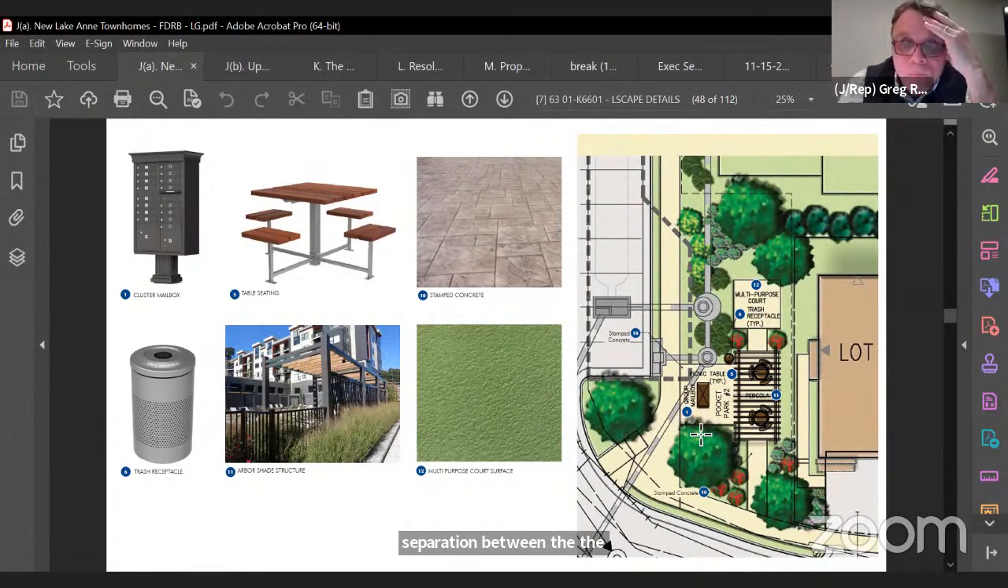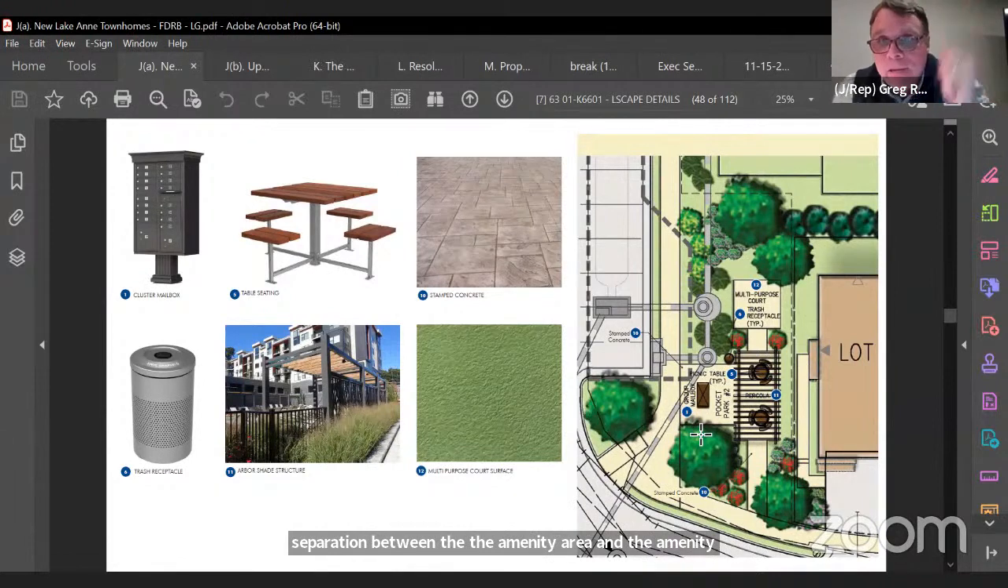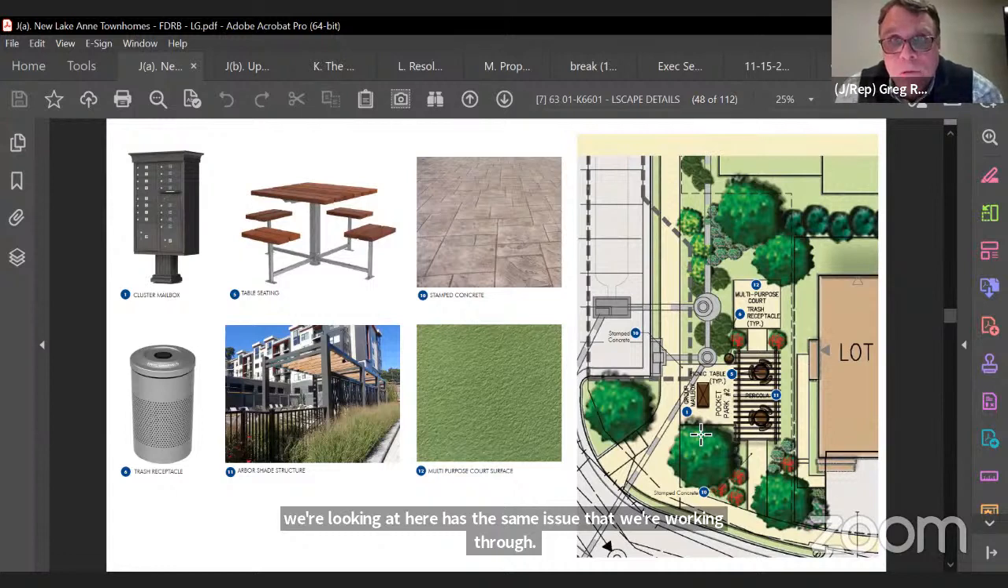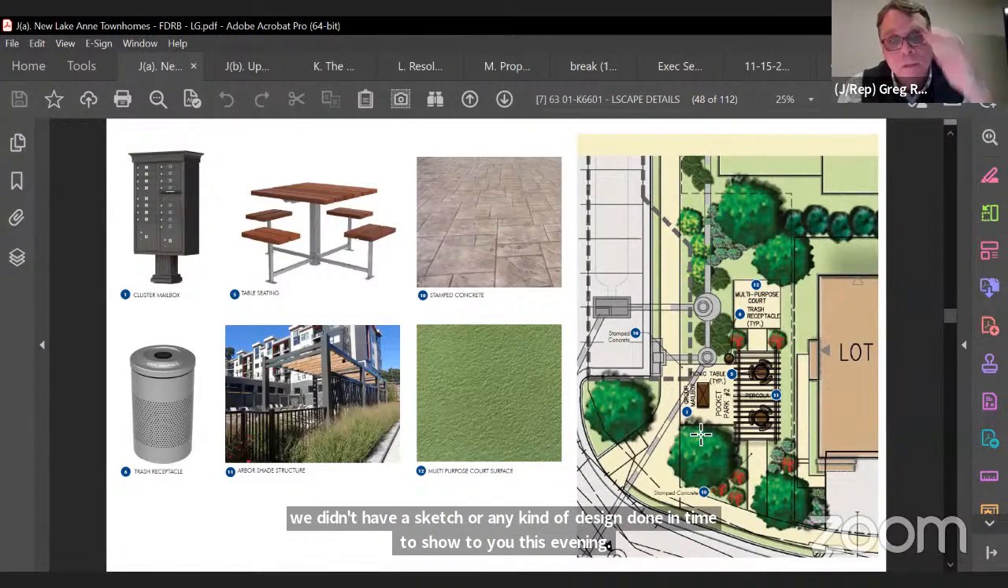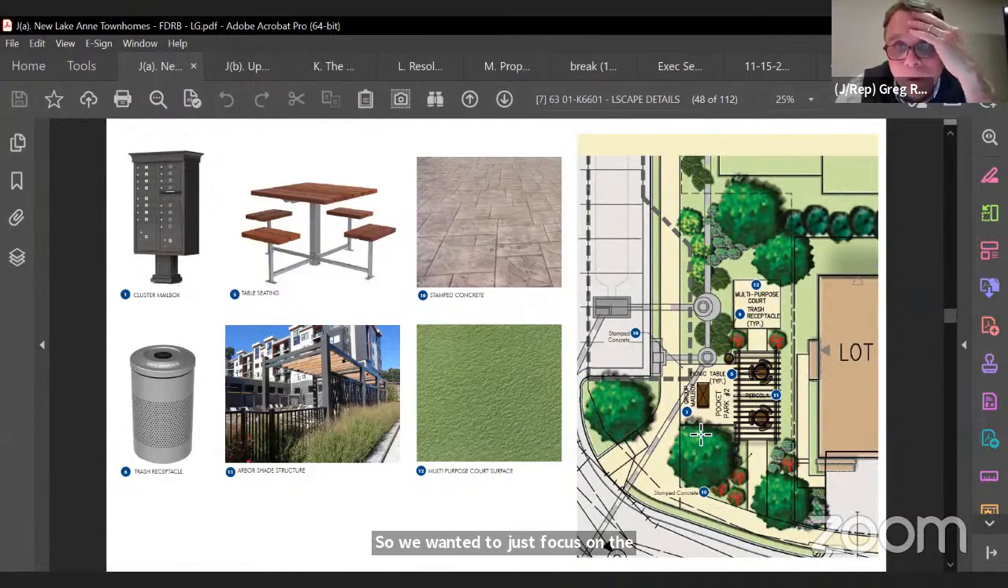And this slide that we're looking at here has the same issue that we're working through. We didn't have a sketch or any kind of design done in time to show to you this evening, so we wanted to just focus on the furnishings and the materials. But assuming we can come up with something that works a little better, we will come back to you with a revised design. Just wanted to let you know that.